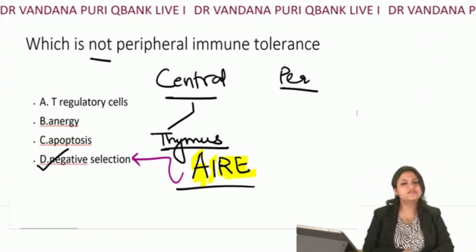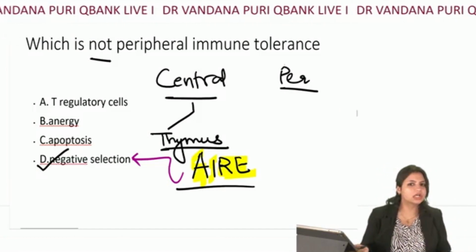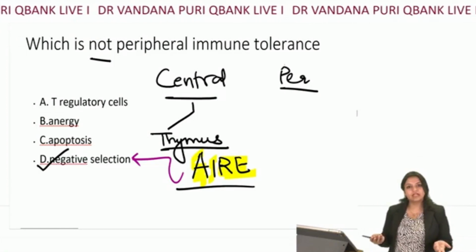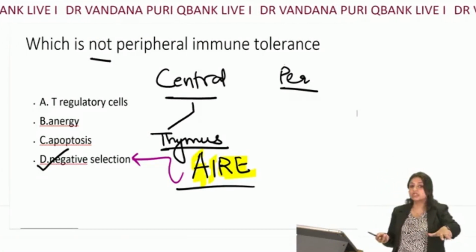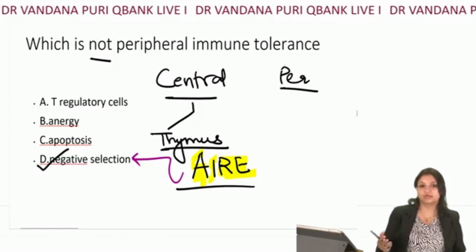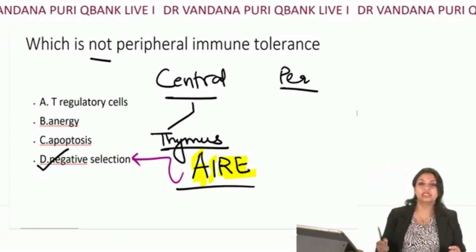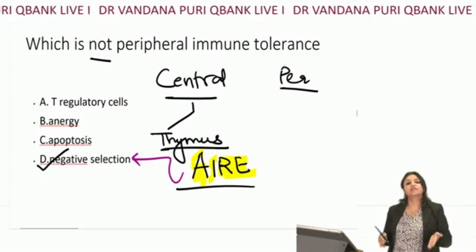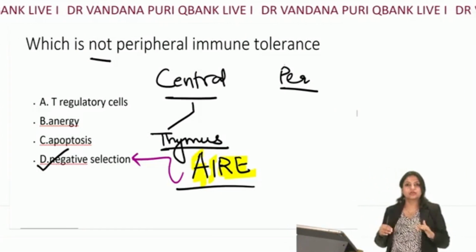So what will happen if AIRE, this gene, is not working? Negative selection will not occur. All the self-reactive lymphocytes will start coming into the blood and cause autoimmune diseases. So it causes autoimmune polyendocrinopathy. This is very, very important for negative selection in the central tolerance.